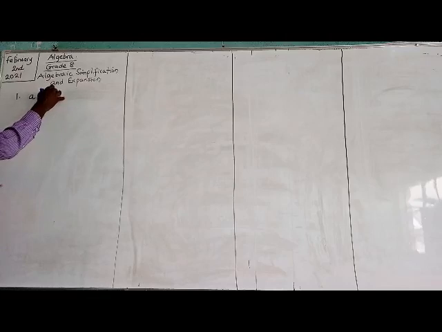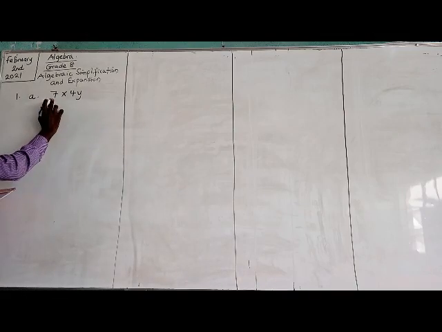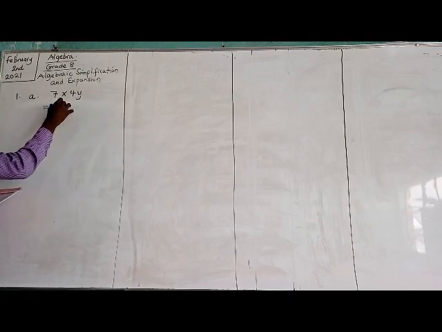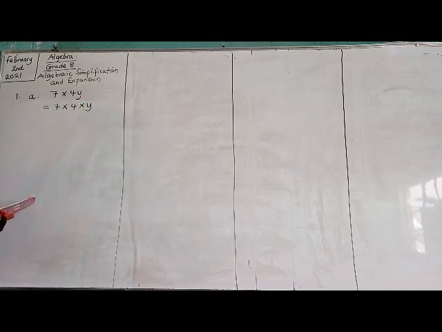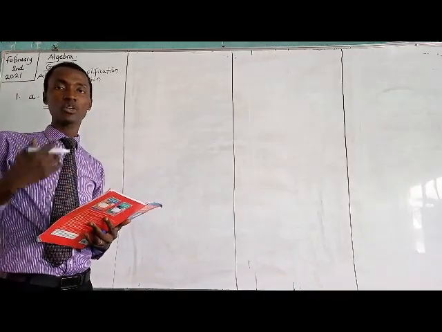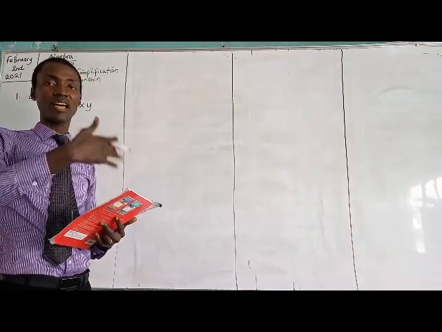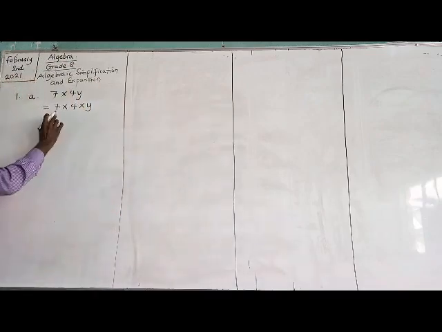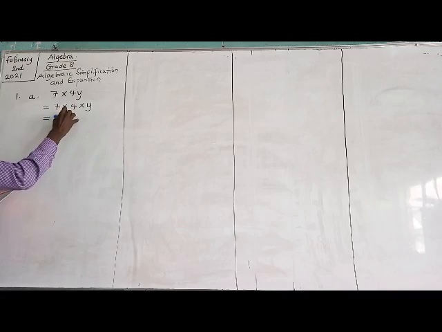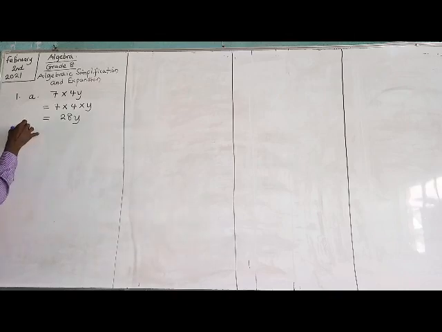We look at question 1, and then question 1a, and that will be 7 times 4y. How do you do this? Now remember that this will be 7 times 4 times y. Remember, I'm doing this to help some of us who may have forgotten what we had learned in previous classes. So this will now be what? We multiply the numbers, this will be 28, and that will multiply y, and our final answer becomes what? 28y. That's for question 1.